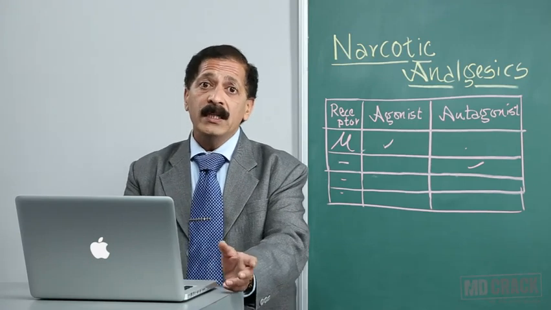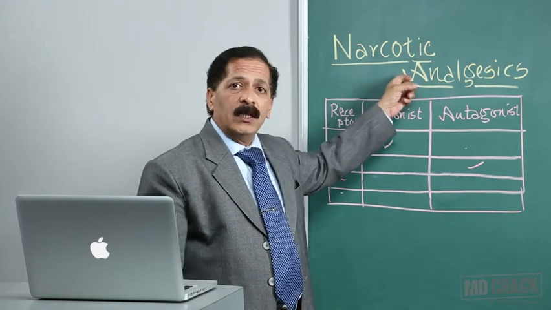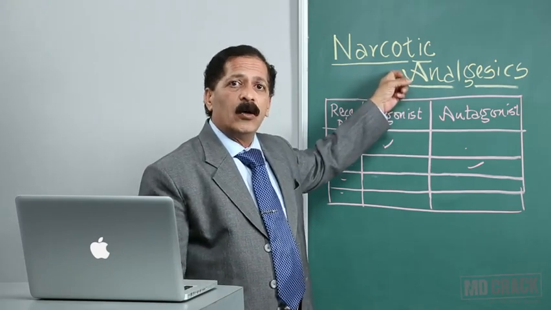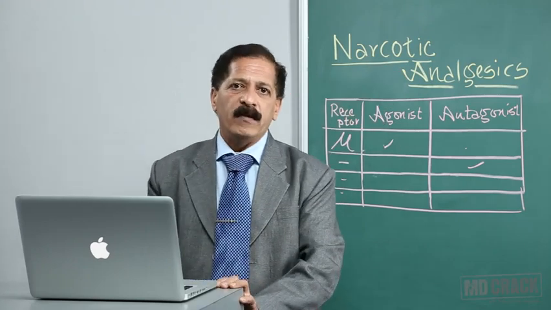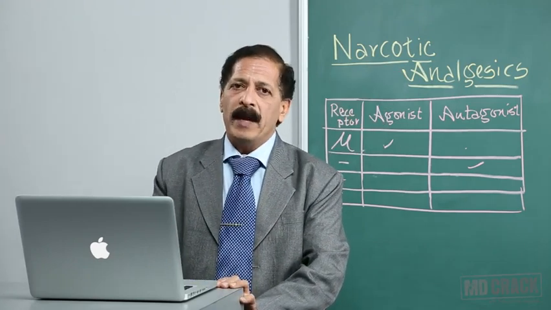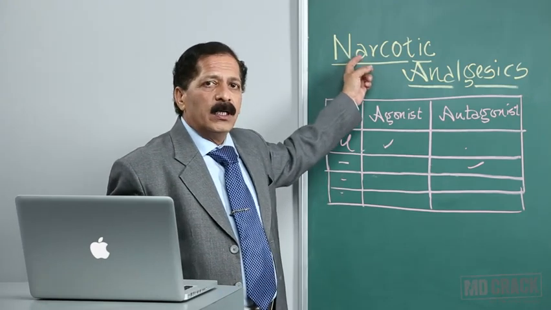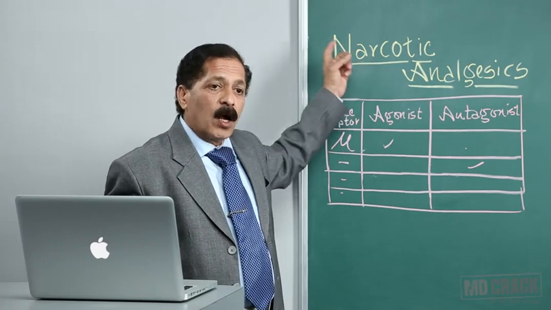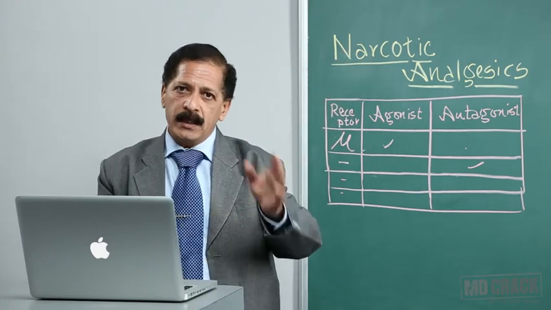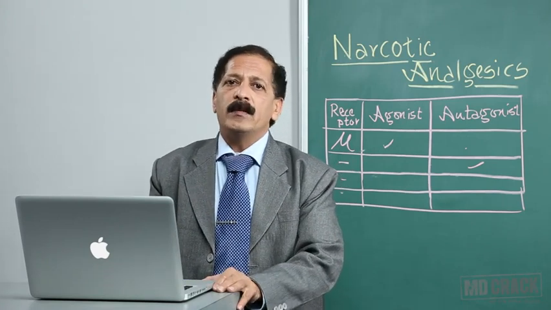The first important effect for which we are considering morphine, as also written here on the board, is analgesia, narcotic analgesics. Analgesia is relief from pain, and the prefix is narcotic. The word narcosis means central nervous system depression. So this drug is going to the CNS, depressing your central nervous system and producing relief from the pain.